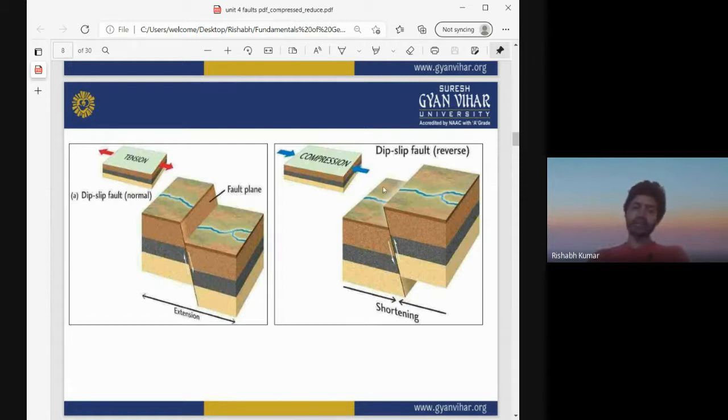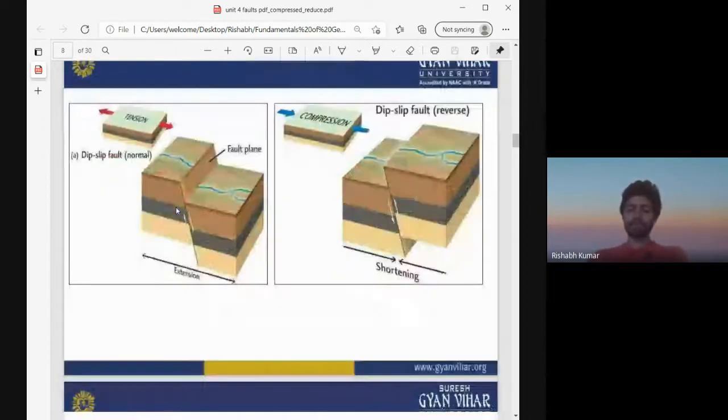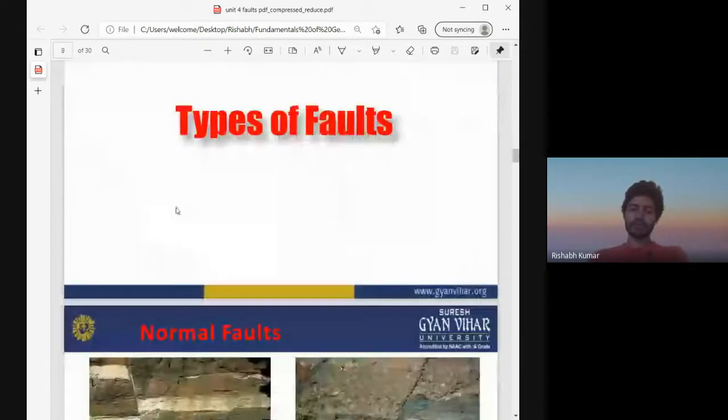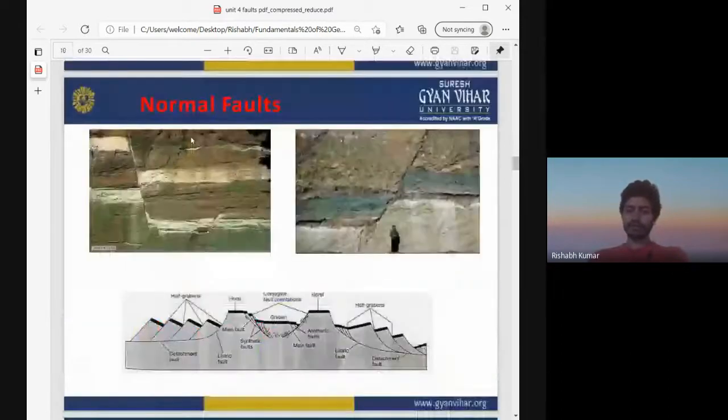ठीक है. So in case of compression, your reverse dip slip fault will be the result, and in case of tension, your normal dip slip fault will be the result. Okay. So there are different types of faults. Just one that I have just told you is a normal fault, right?